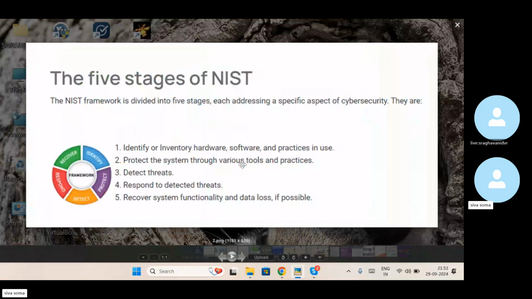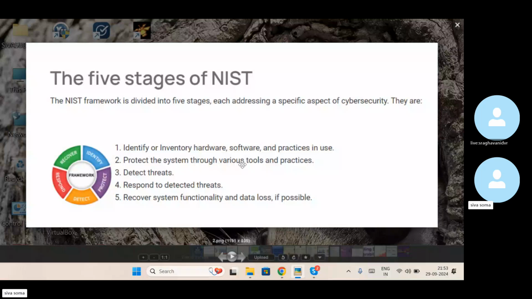So what are the stages of NIST? Already I said five functions. So what's the purpose of the five functions? The first one is identify. Identify means we want to identify, if you are working in an organization, what type of devices, what type of technologies, and everything you want to know, right? Whether it is hardware or software.